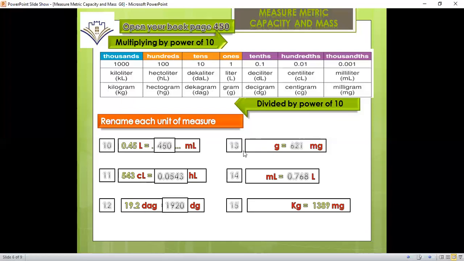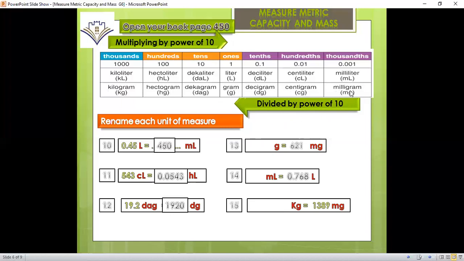Question number 13. Dots gram equals 621 milligram. Then we need to convert milligram to gram. Where is milligram here? Milligram. Yes. We need to convert it to gram. We have 621 milligram. We need to convert it to gram.